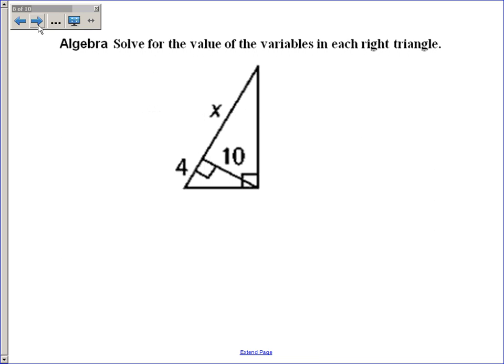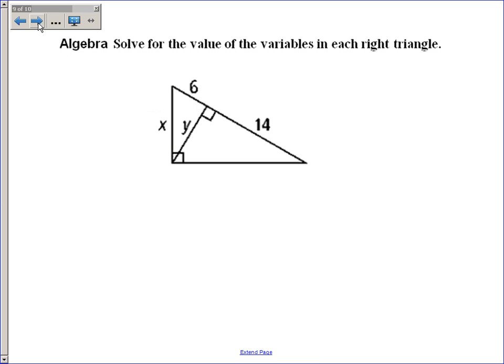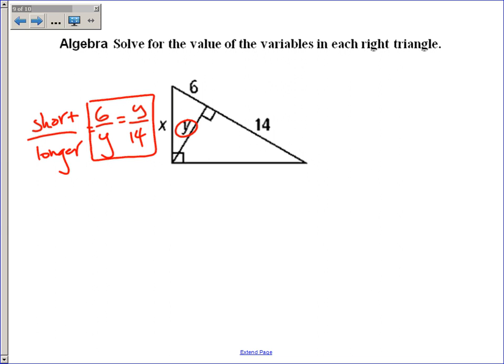This problem is similar to the last ones. I'll skip it. This one as well. Well, I'll do this one since you see a second example. To find y, I will look at short over longer leg. So it's 6 over y is equal to, in the medium triangle, the short is y, the longer is 14. I won't solve it. I know that you're good at solving them, but this would give you y.